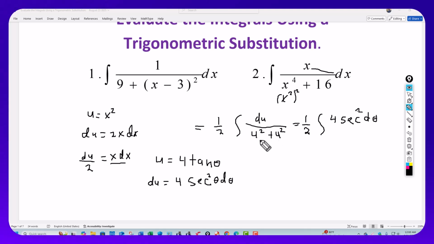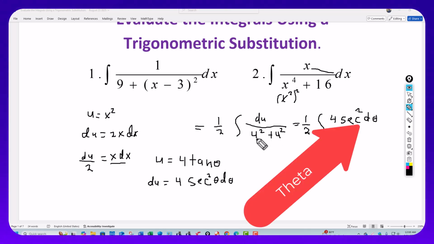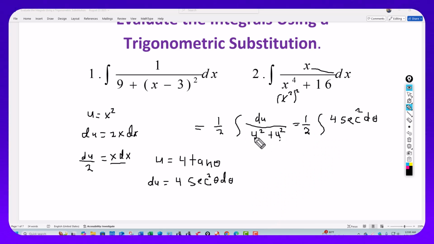And again, from the denominator we got u squared plus 4 squared, so I want to find a replacement for that. Since u is 4 tangent theta, let's square that out, and we get 16 tangent squared theta plus 4 squared, that's your 16. If I factor out a 16, that leaves me with tangent squared theta plus 1, but that's secant squared. So the denominator can be replaced by 16 secant squared theta.